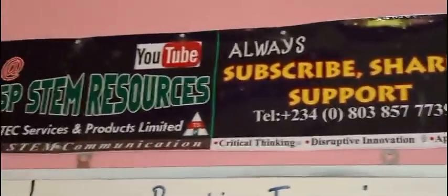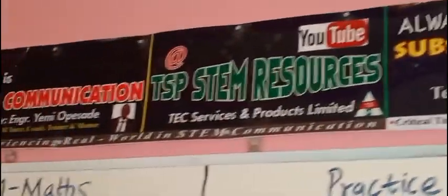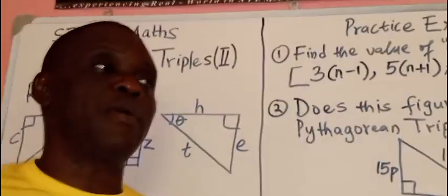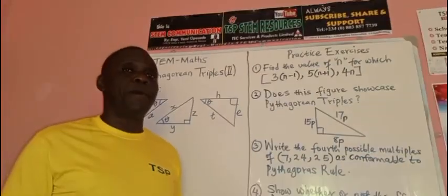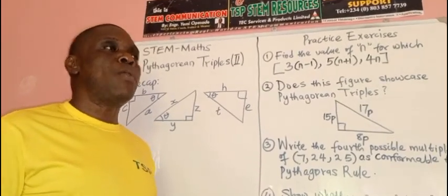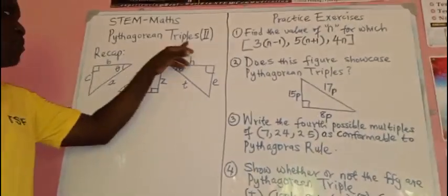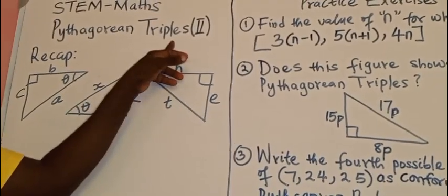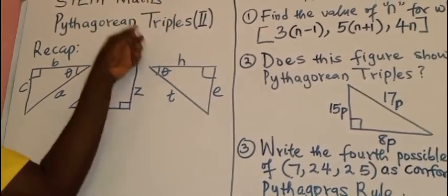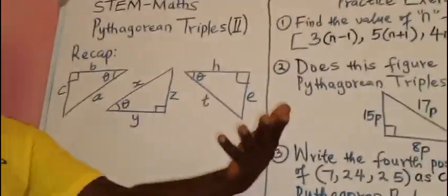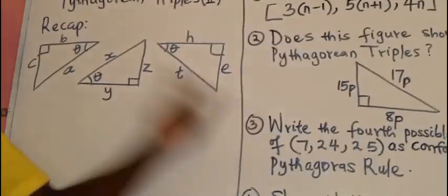We are looking at an aspect or a field of STEM today, which is mathematics. We are continuing where we stopped on a production on Pythagoras Theorem. We are looking at one other aspect of it today, which is Pythagorean triples. From the word triples, triple means three. It also relates with the word triangle, a three-sided figure.